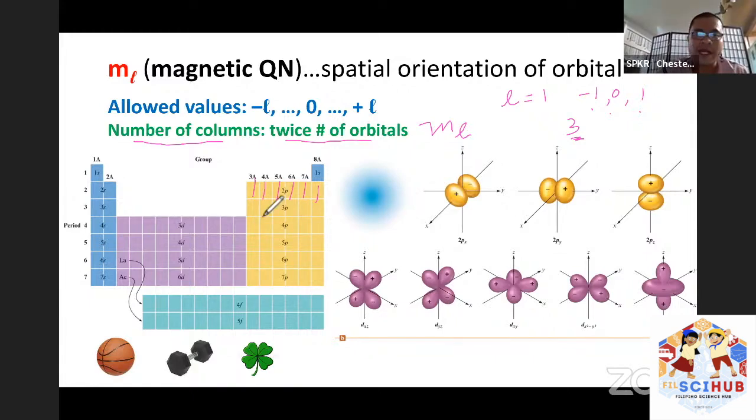Okay. Patunayan natin. Kung meron kang L equals 0, so isa lang yung value mo, right? So 1 times 2. Tingnan natin yung s block. 1, 2. You have 2 columns. Okay. If your L is 2, there are 5 M sub L values. So 5 times 2, ilang kayang columns ang nasa d block? 5 times 2, 10. 1, 2, 3, 4, 5, 6, 7, 8, 9, 10. Okay, you have 10 columns. Hindi ba napaka-exciting yun? Kasi ngayon, nare-relate natin yung quantum numbers sa periodic table of elements.